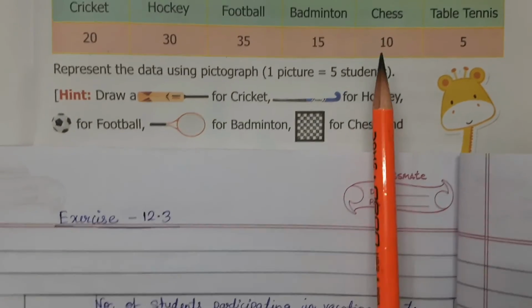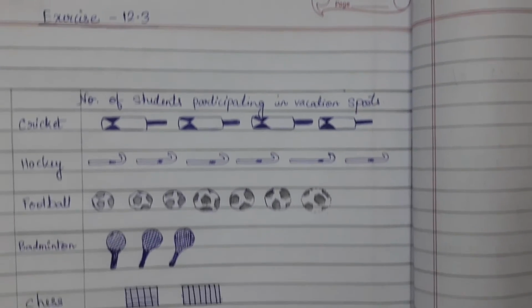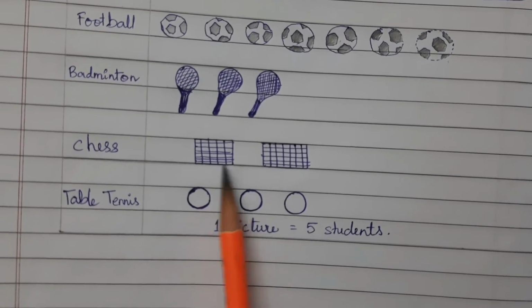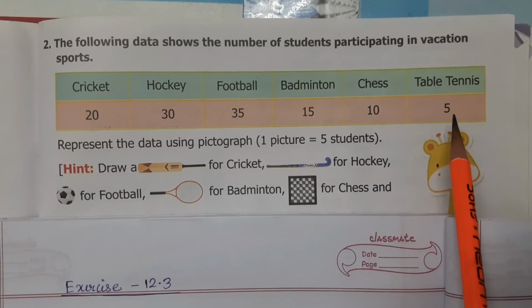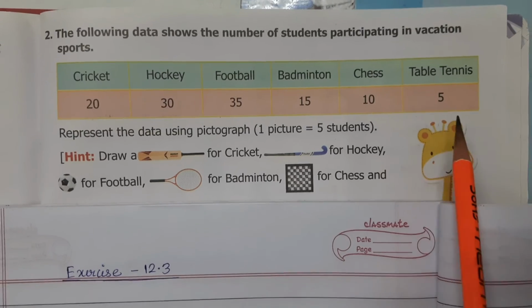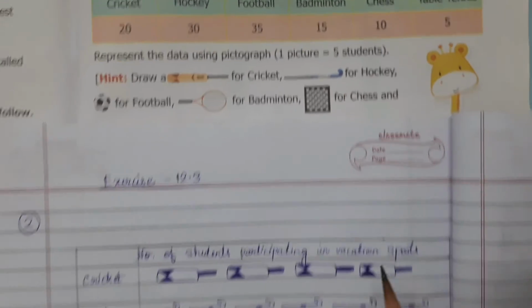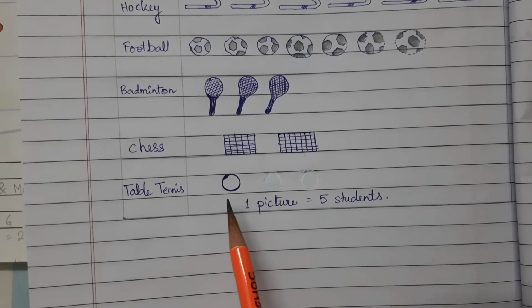For chess it is 10. So 10 will be divided by 5. The answer is 2. So I have drawn 2 chess boards. For table tennis, you can see that there are 5 participants. It means 5 divided by 5, it is 1 in number. So for table tennis, I have to draw 1 symbol.